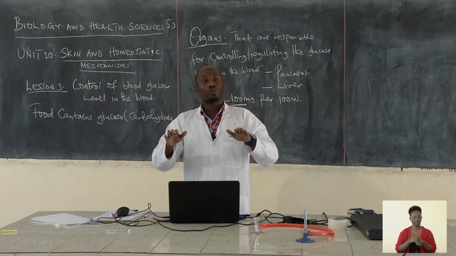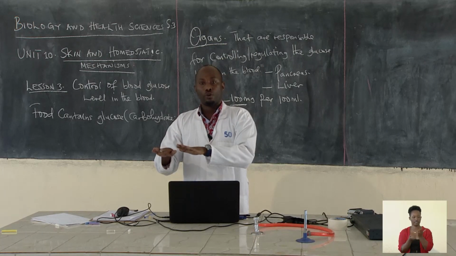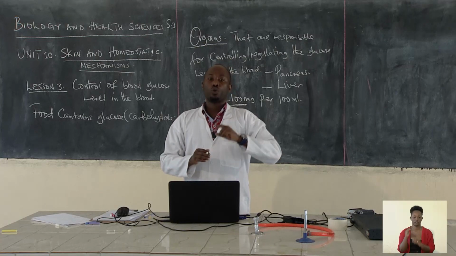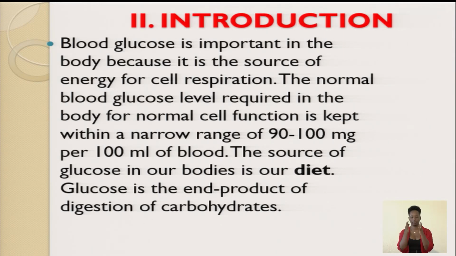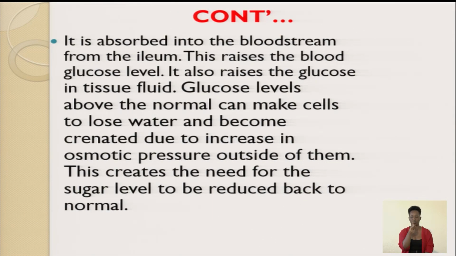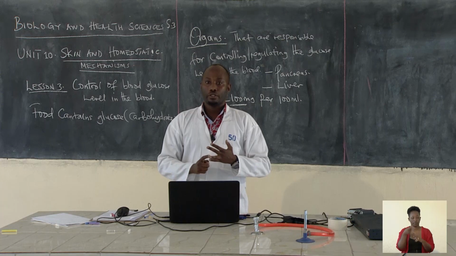So the body tries by all means to balance the glucose level so that our body tissue should not be damaged or destroyed. I said the end product of digestion of carbohydrates can increase the glucose level in the blood. It is broken down and absorbed into the bloodstream from the ileum, the small intestine. This raises the blood glucose level. It also raises the glucose in the tissue fluid. The glucose in the tissue fluid will increase, as well as the glucose in the bloodstream, all right?